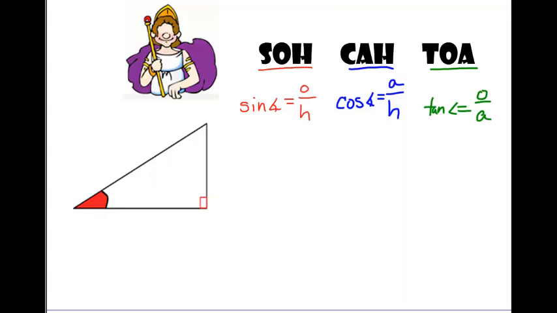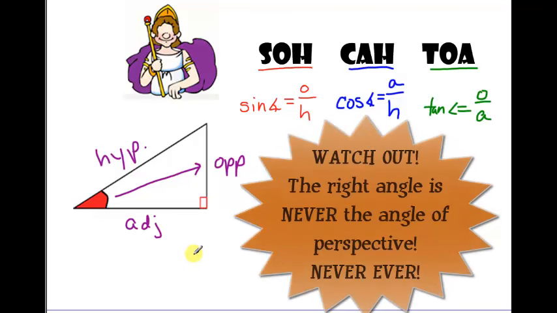But at any rate, you must be able to label and recognize in the triangle the parts. If this is your angle of perspective, your opposite leg is across from that angle of perspective. Your adjacent leg is connected to it. And this last side is always called the hypotenuse, found right across from the right angle. And by the way, something really important to know, and you should write this down: the right angle is never the angle of perspective. It's one of the acute angles every time. So jot that down too.